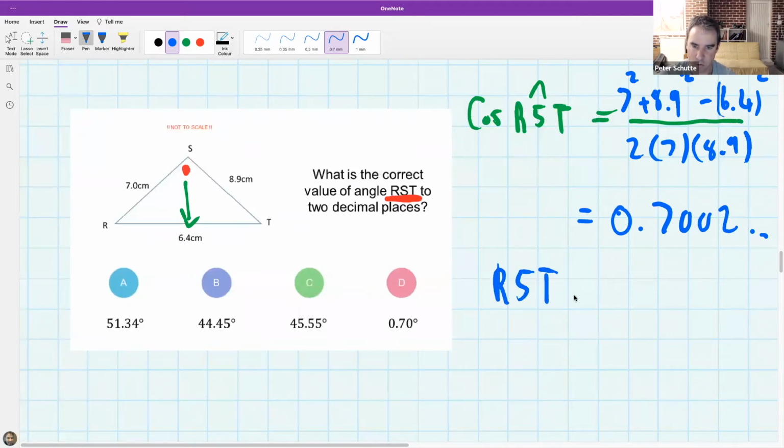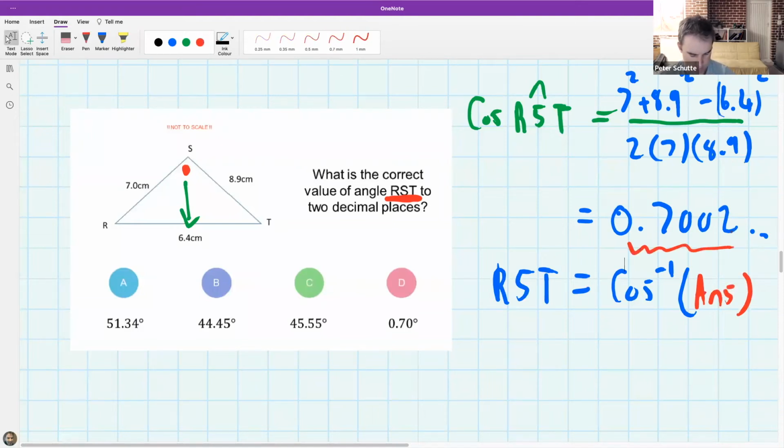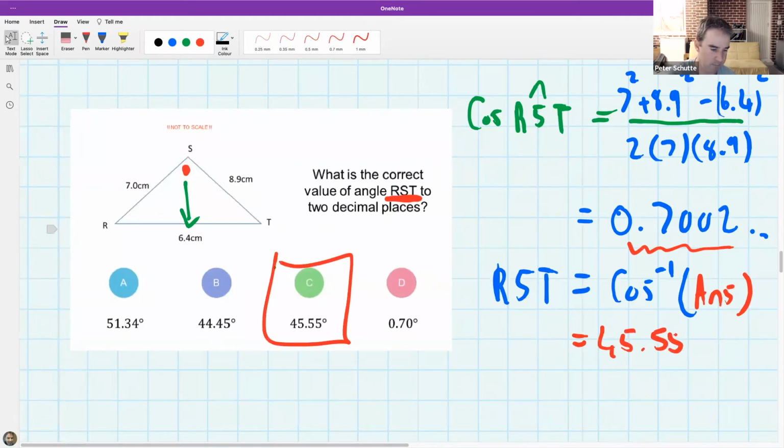But luckily, because I have that value stored in my calculator, to get the final value for RST, all I do is I go cos minus 1 or shift cos, whatever the answer key was, which basically has stored this value. And I should get shift cos answer, 44.55, which is C.